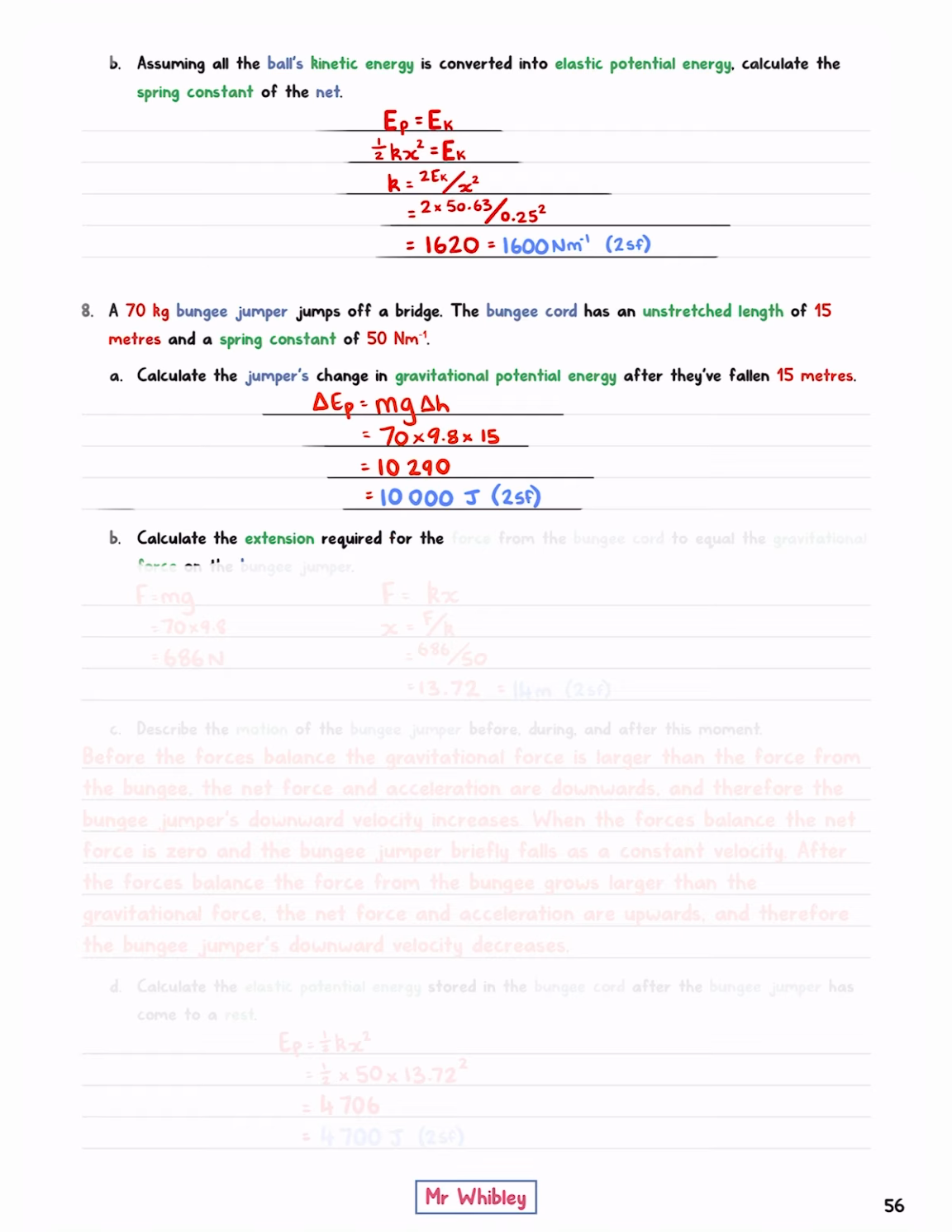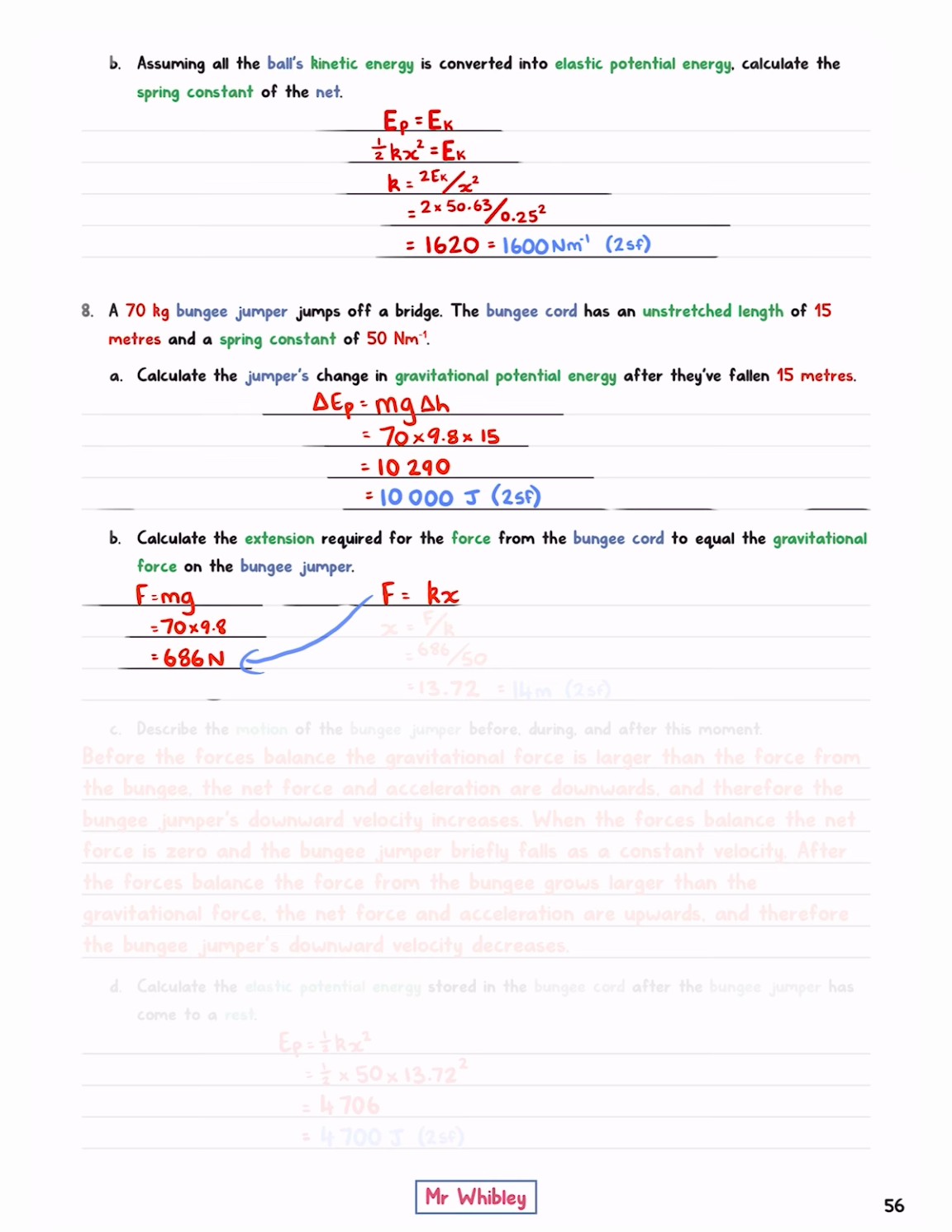Calculate the extension required for the force from the bungee cord to equal the gravitational force on the bungee jumper. First of all, we know gravitational force is mass times gravity. Putting in these numbers gives me 686 newtons. We can now use Hooke's law, where we know that the F must be the same as our gravitational force, and we know our spring constant, and we just want to solve for our X. We can do so by dividing both sides by K, putting our numbers in, gives me 13.72 or 14 meters to two significant figures.